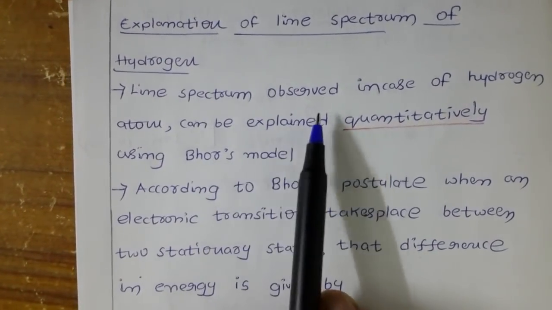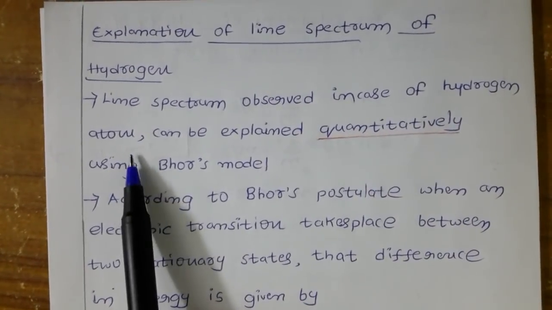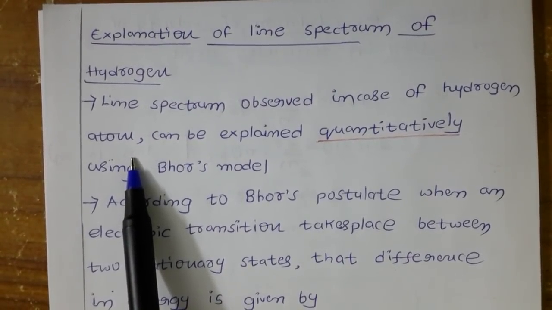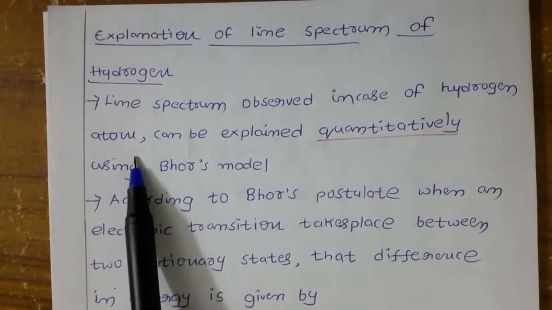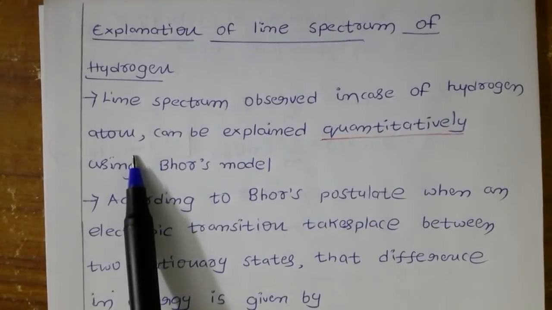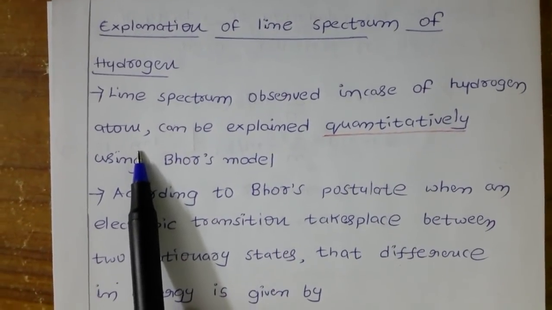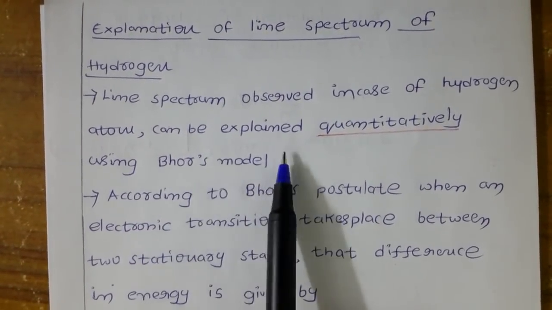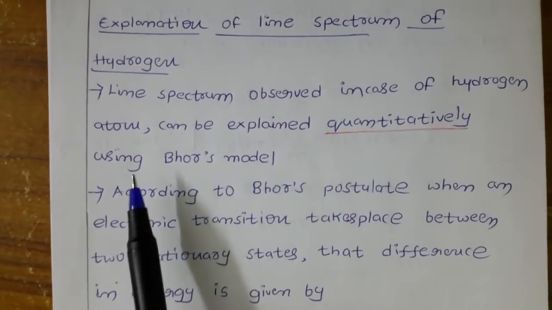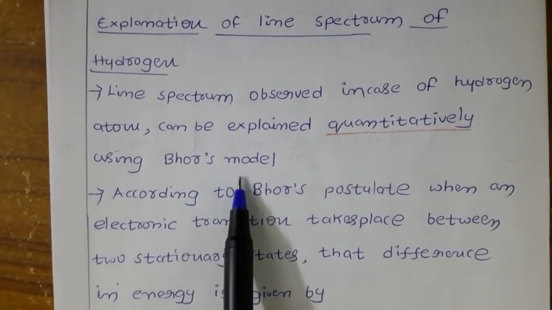The line spectrum observed in the case of the hydrogen atom. So we discussed the line spectrum of the hydrogen atom. We got the various lines like Lyman, Balmer, Paschen, Brackett and Pfund. In that we saw one equation. That equation can be explained quantitatively, meaning how it came, using Bohr's model.